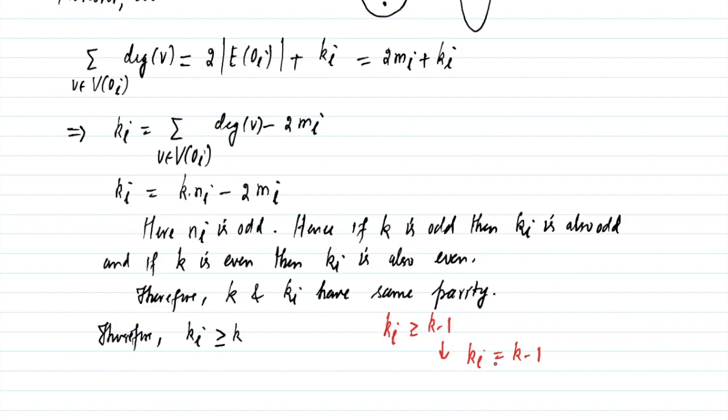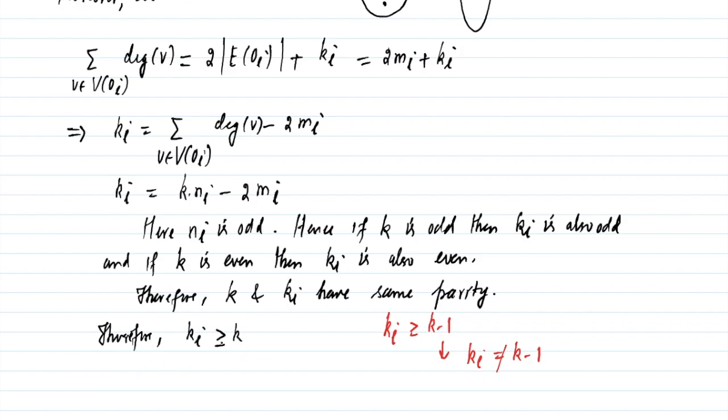And at the same time, if ki is even, then k is even. Then from this equation we get even is equal to even minus 1, which is again not possible. So therefore this is not possible. ki is not equal to k minus 1. So when ki is not equal to k minus 1, that means ki is bigger than k minus 1, that is, ki is greater than or equal to k. So this is an important equation for the next part of the proof.